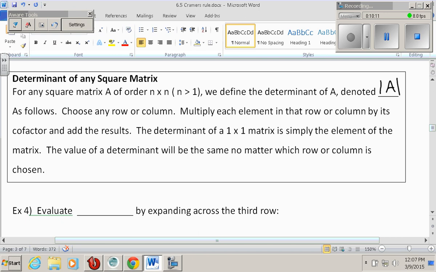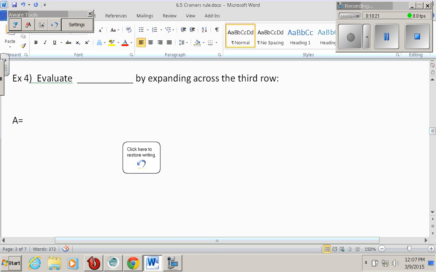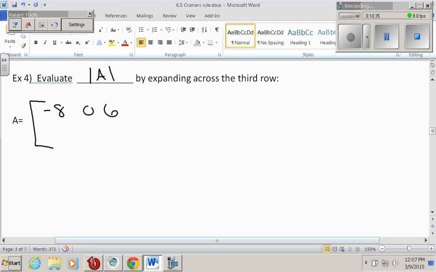So we're going to go through to see how we actually do this. We'll take it slow, step by step, and we have one more example after this. Okay, so we are going to evaluate the determinant of A by expanding across the third row. So I'm giving you very specific examples here. Here's my matrix. It's a 3 by 3.